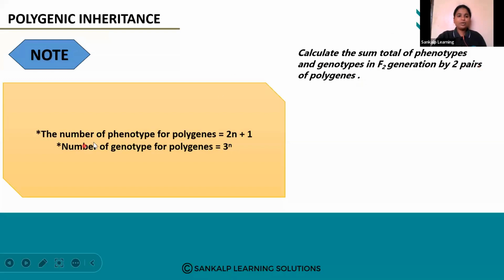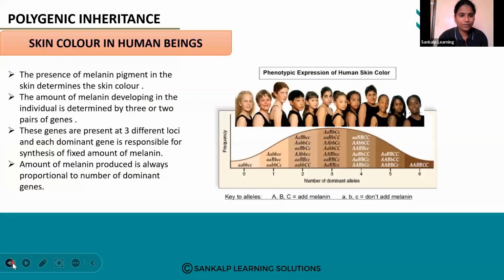See here, the number of phenotypes for polygenes is 2n plus 1. n is what here? n is the number of pairs of genes. So 2 2s are 4, 4 plus 1, 5. So when they ask the number of genotypes, it is 3 raised to n, 3 raised to 2. So that is 9. So let us check here.